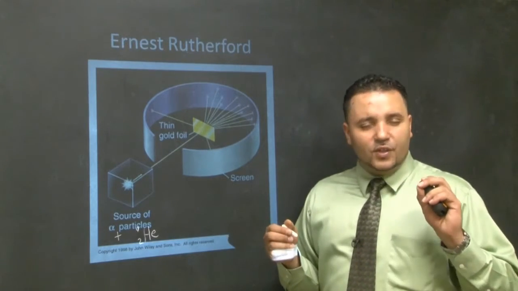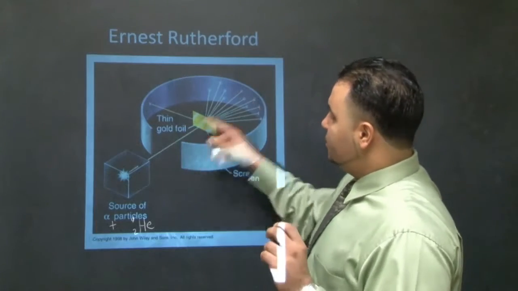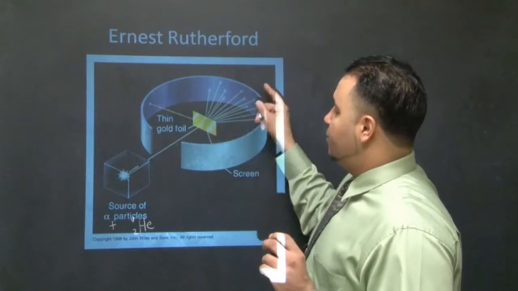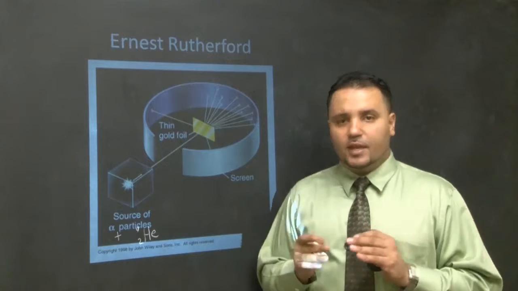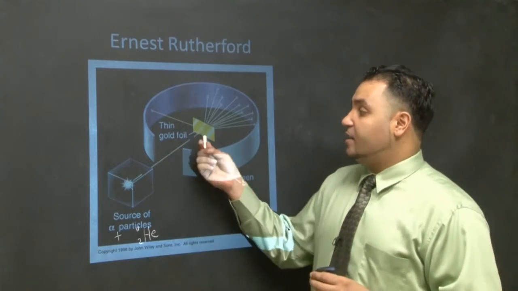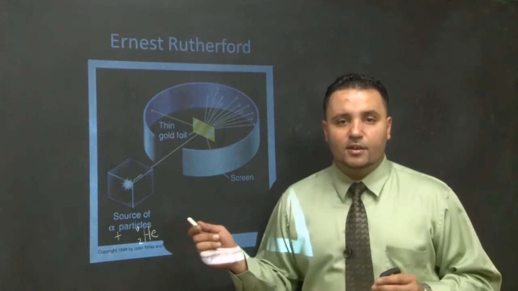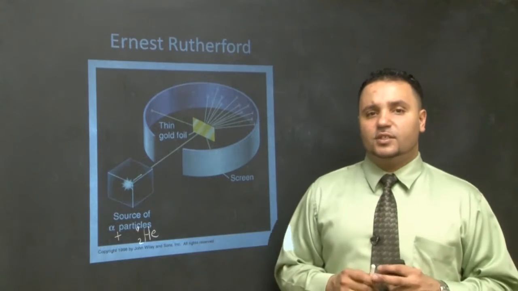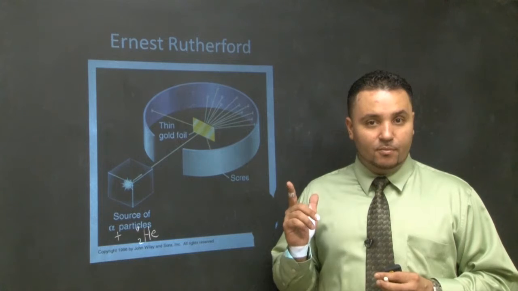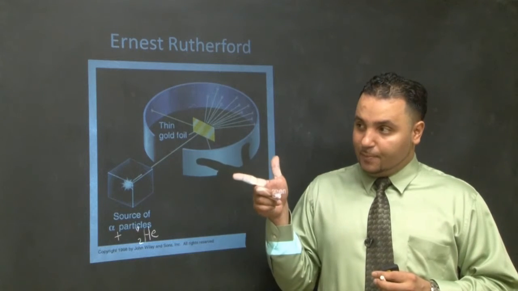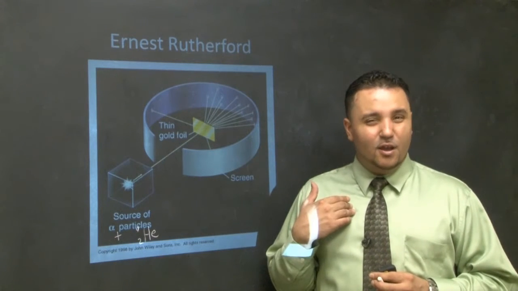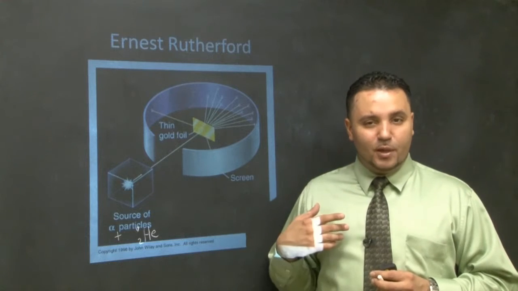Okay, it's really, really thin. And he shoots them, and as he's shooting them, most of them just go straight through. But then all of a sudden, some of them angle off to other sides. In fact, a couple of them came right back to the alpha gun. When he saw that, he wrote in his journal that it was similar to taking a Cougar Magnum, aiming it at a piece of toilet paper, and the bullet coming back, the bullet bouncing off the toilet paper.